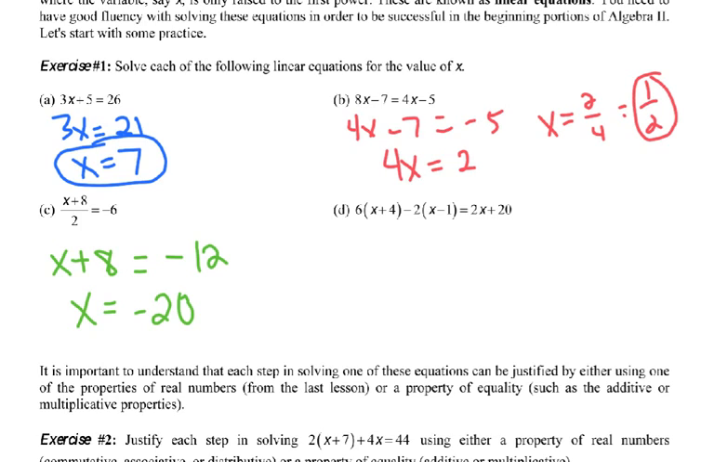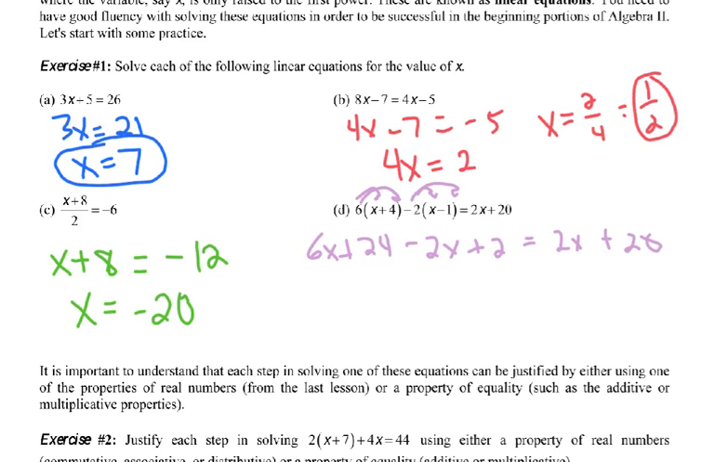Finally, with example D, we have to do a little bit more work here. We have to do some distribution before we can actually do this problem outright. So the 6 is going to distribute to both parts here. So we're going to get 6x plus 24. Remember, we were multiplying here. In the next part, make sure you distribute the negative with the 2. So it's minus 2x plus 2 equals 2x plus 20.